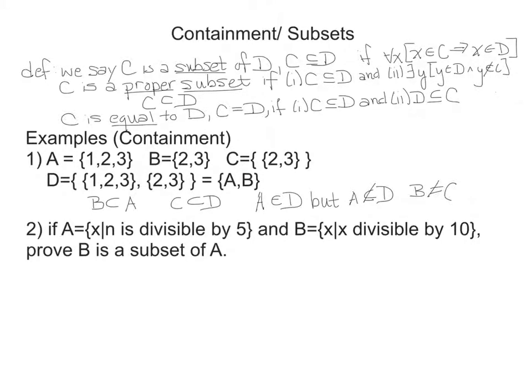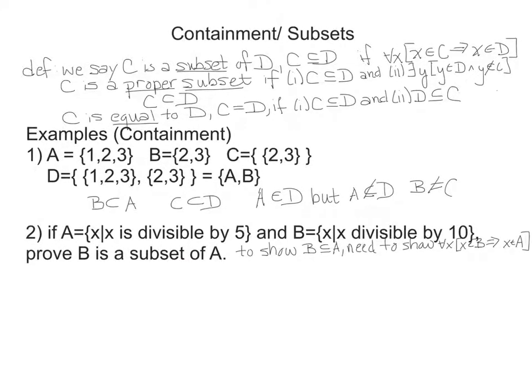A second example: if A is the set of X such that X is divisible by 5, and B is the set of X such that X is divisible by 10, prove that B is a subset of A. So just to remind myself, to show that B is a subset of A, I'm going to look at the definition of subset, and I'm going to rewrite it in terms of A and B.